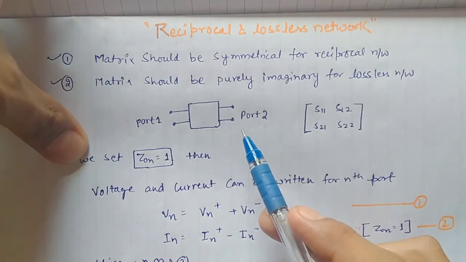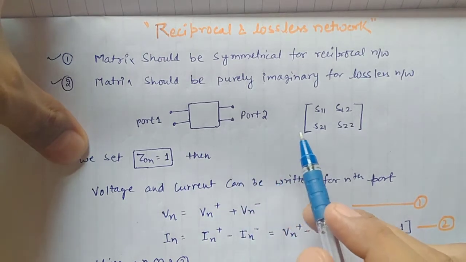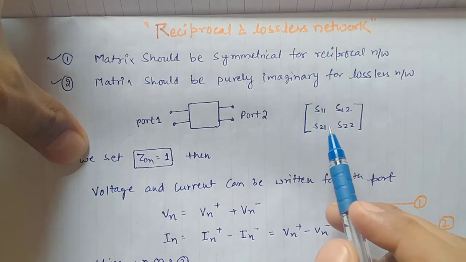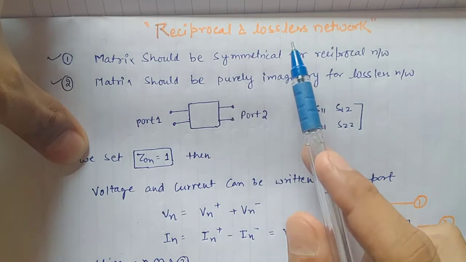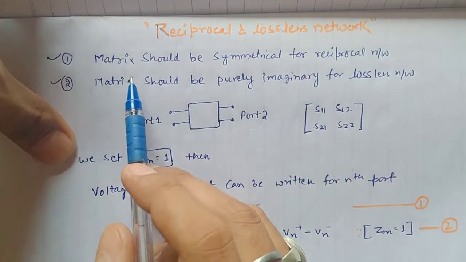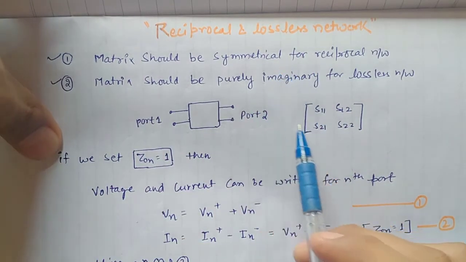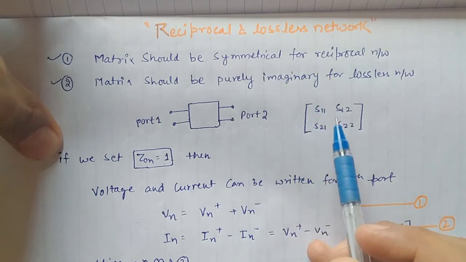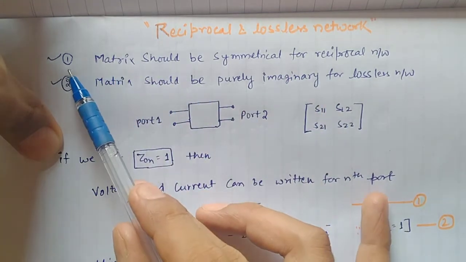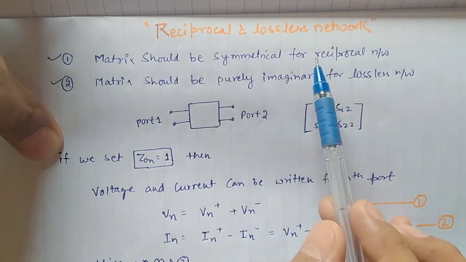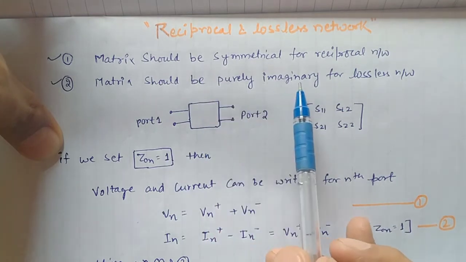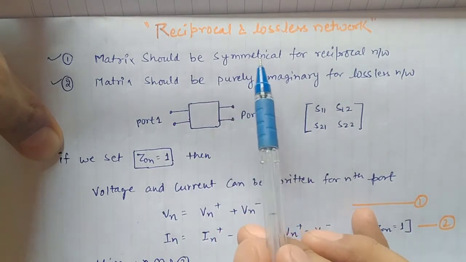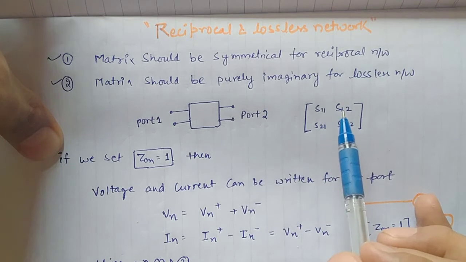I will take one example and show you how to find out, for a given S matrix, whether the network is reciprocal and whether that S matrix is lossless or not. To define that, if it is reciprocal, it should follow this property: the matrix should be symmetrical for a reciprocal network, and for a lossless network, the matrix should be purely imaginary. Symmetricity means if I take the transpose of the given S matrix, it should be the same.